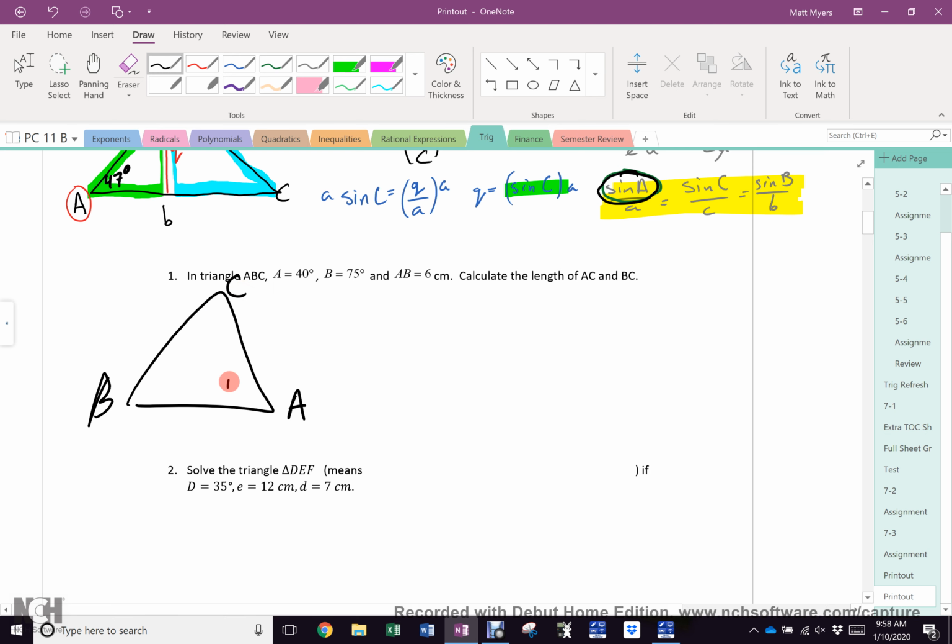It's 40 degrees. What do I know about angle B? 75 degrees. Do I automatically know angle C? We kind of do if you guys could subtract in your heads, but you can't. So you get out your calculator and you tell me that angle C is what? 60? 65.